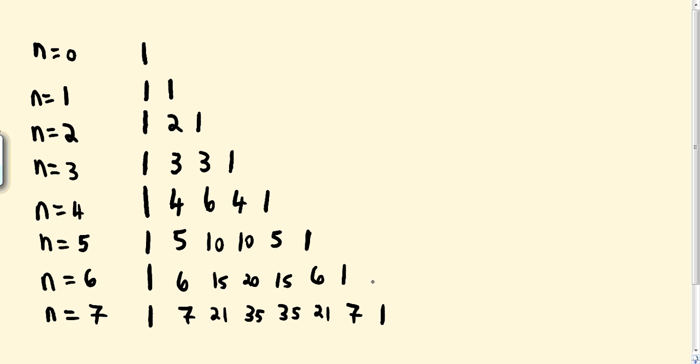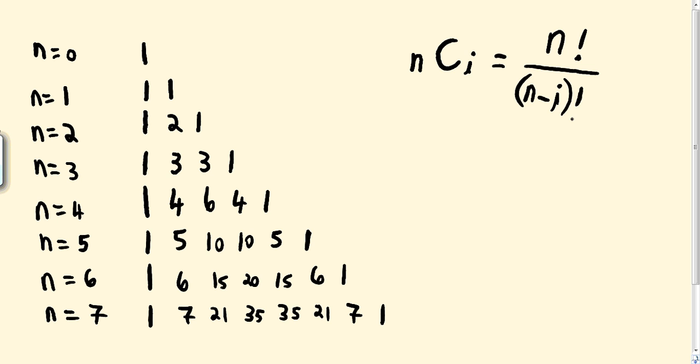Now, what I want to look at is the relationship between this and the binomial coefficient, okay? So the binomial coefficient is n choose I, and it's defined to be n factorial divided by n minus I factorial multiplied by I factorial. That's the definition of it, okay?